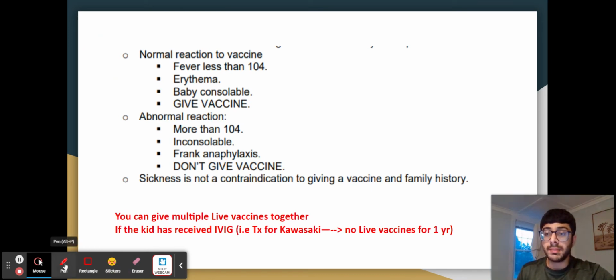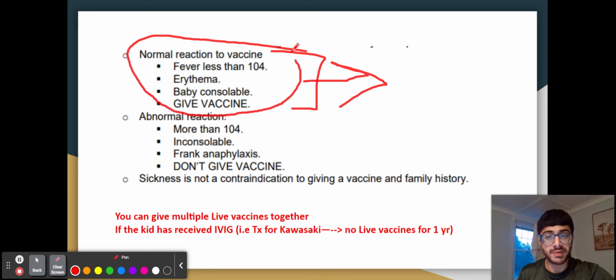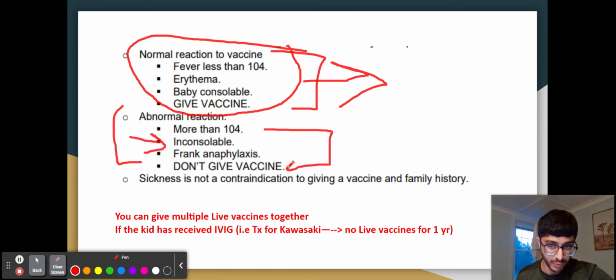Okay, so next thing, they're going to tell you that the kid got a vaccine and is now ill. Remember that this is the normal reaction to a vaccine. You can still give a vaccine. Basically, if you're not giving a vaccine, you should be 100% sure of a reason not to give it. Just general advice. This is an abnormal reaction. So memorize these. This is when you don't give the vaccine.